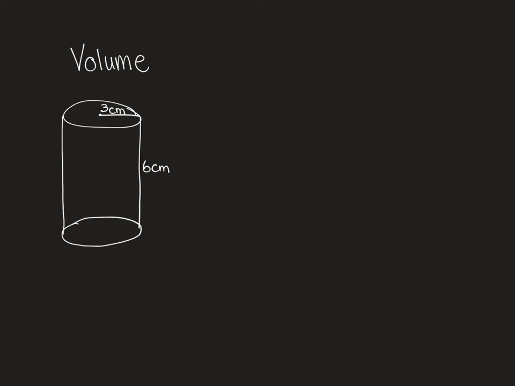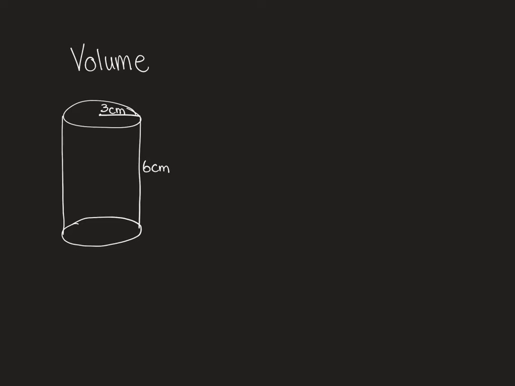Because it is easier. So if you want to write volume or just V at the top, then you would draw your cylinder. I might give you specific dimensions. On this cylinder, the distance from the center to the edge, which is called the radius, is 3 centimeters, and the height of the whole cylinder is 6 centimeters. We only need 2 numbers to calculate the volume of the cylinder.